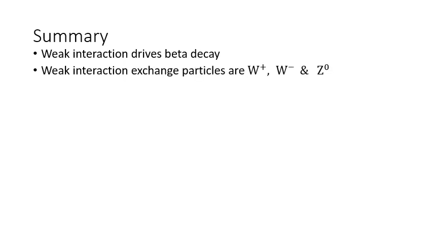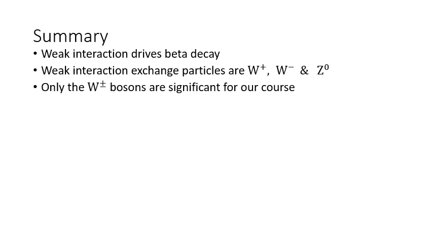Okay, that's it. You can tell that I'm wilting, and I guess you're wilting too, but you've got the advantage of being able to pause this and go back and watch it again. In summary, the weak interaction is responsible for beta decay. The weak interaction exchange particles are W+, W-, Z0, only the two W's are of interest to us, and quite often they're written like this to indicate the two of them.